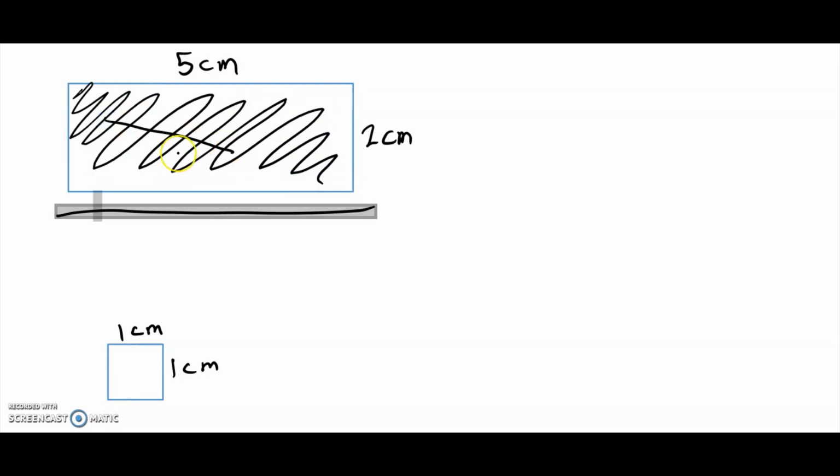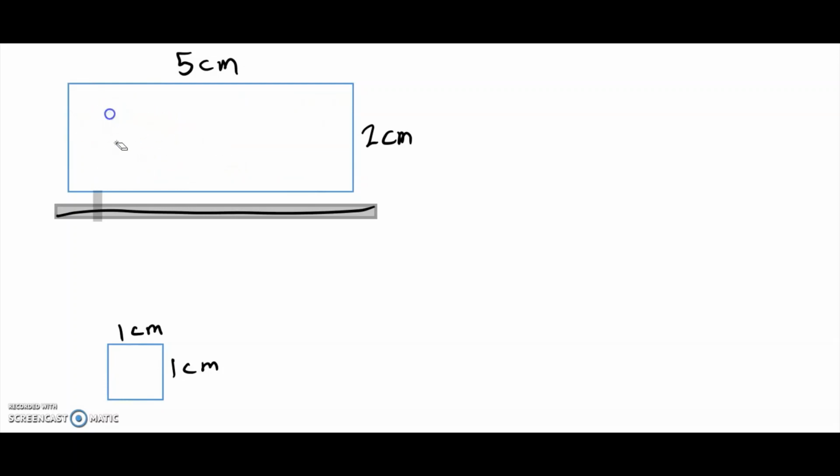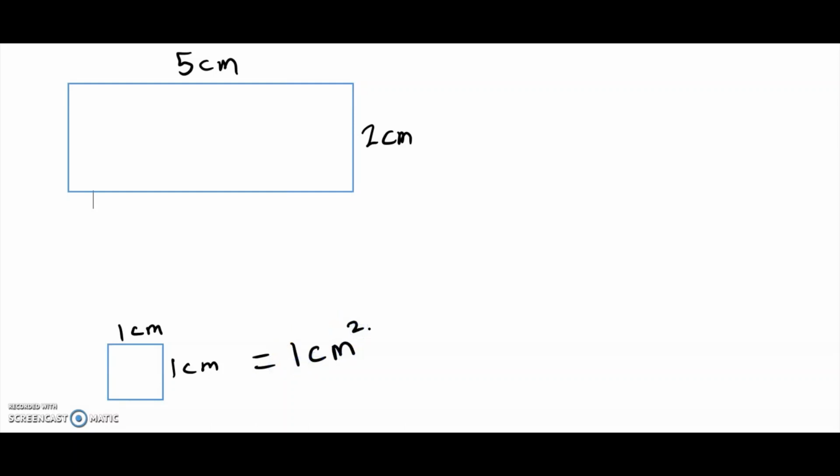Now, there are a number of ways to do this, but the easiest way is by using the formula. Okay, and I'll show you how we actually get to that formula. So, having a look at the square down the bottom, we have a 1 centimeter by 1 centimeter square. This would in turn make a 1 centimeter square. So that's why we use a little 2 at the top after the centimeters. So we're showing that it is a measure of area. All right, and what we are really asking is how many centimeters squared fits in that particular shape.